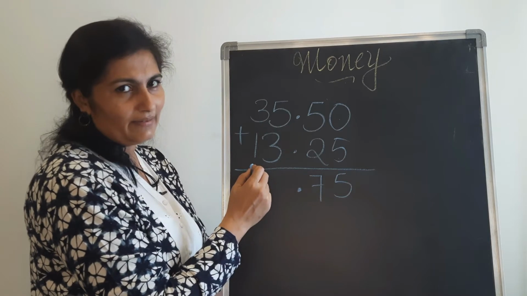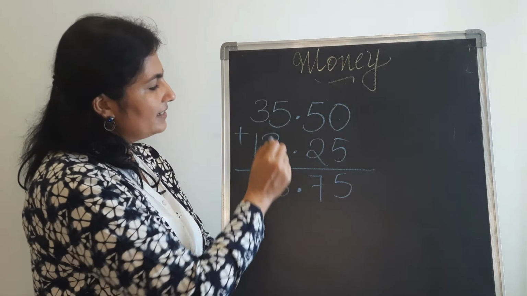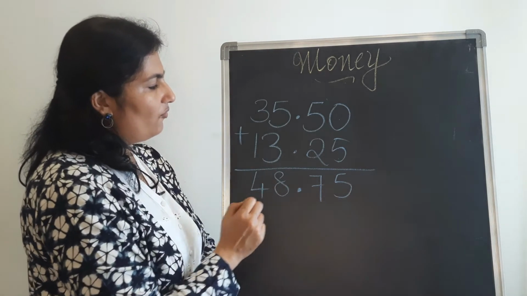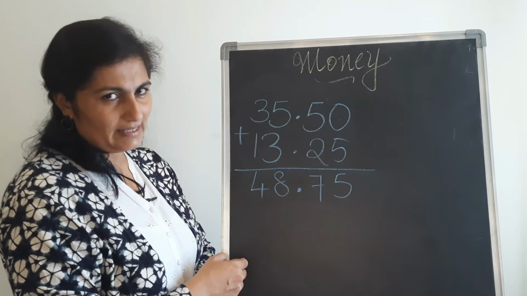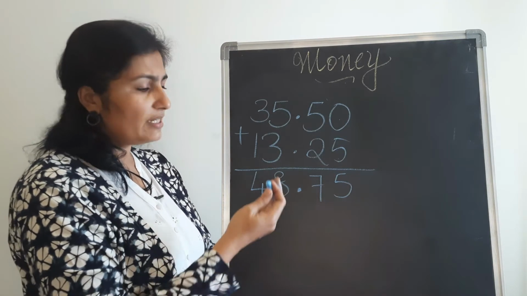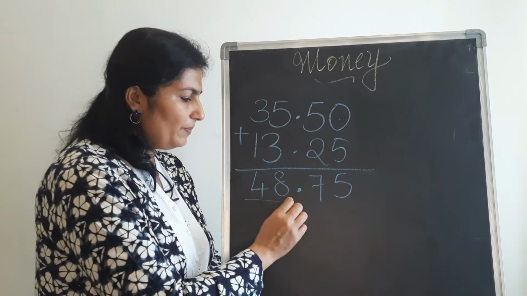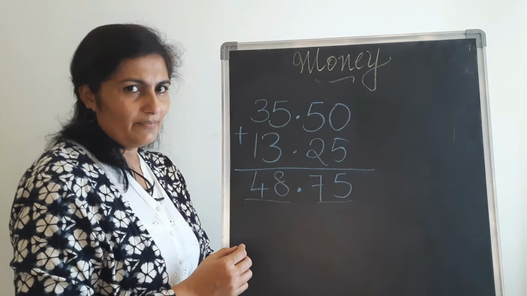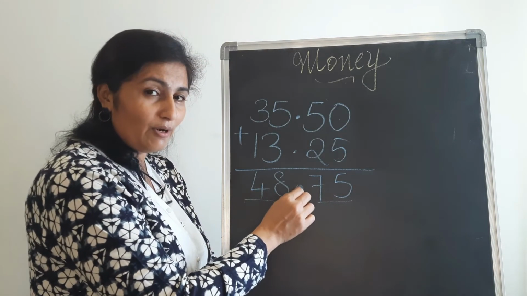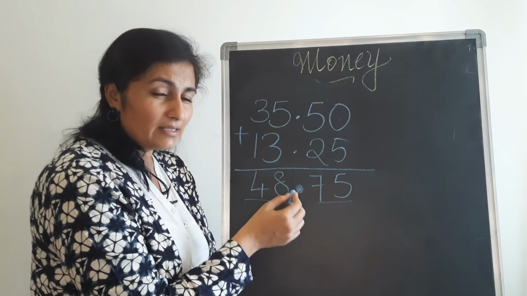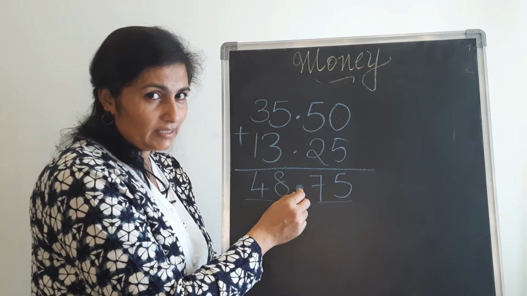Then there is a decimal and now we will add this. 5 plus 3 is 8. 3 plus 1 is 4. 48 rupees 75 paise. When you say it, we don't say 48.75. We say 48 rupees 75 paise. Don't forget the decimal when you write about money, when you answer exams. This is very important.